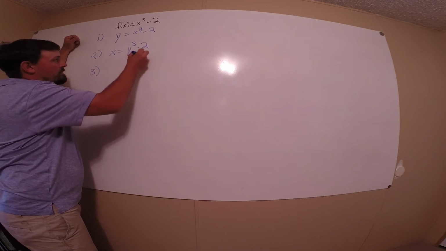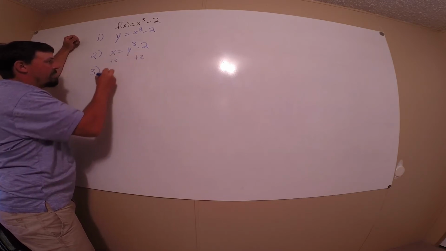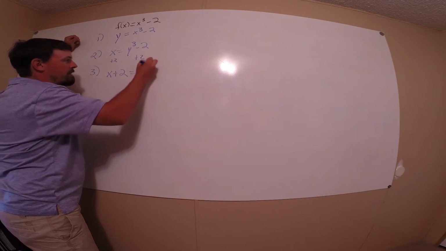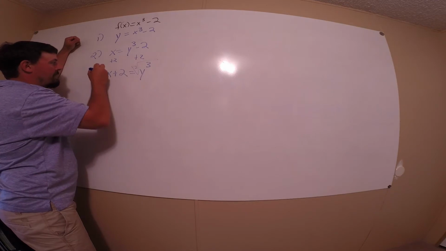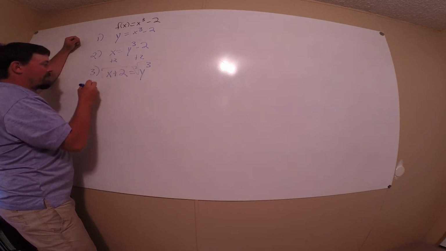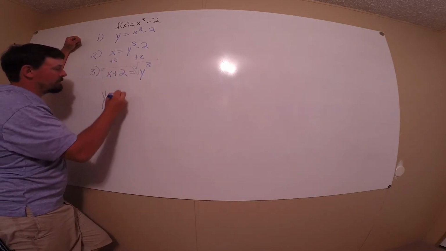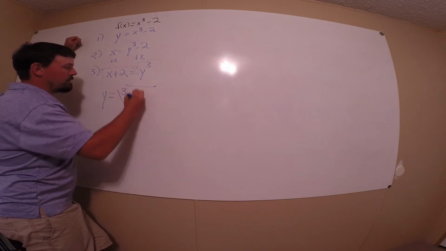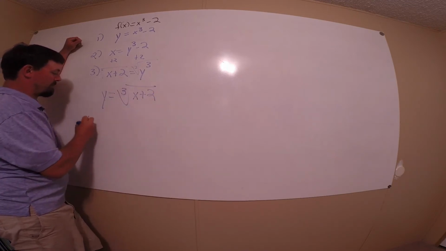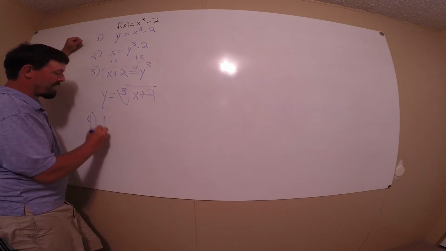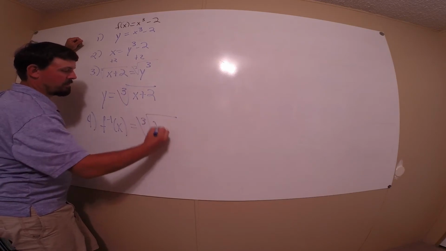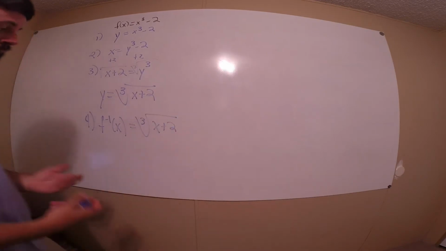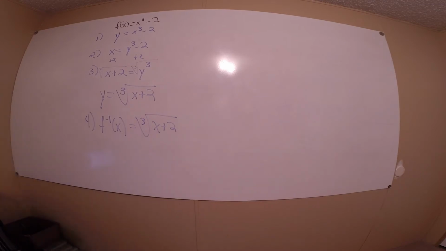Okay, I need to add this 2 to both sides. I get x plus 2 equals y to the third. I need to take the cube root of both sides. So I'll take the cube root of this side, the cube root of that side. So what I wind up with is y equals cube root of x plus 2. Remember step 4, I need to switch y with f inverse of x. We found the inverse. Easy enough. Alright, now we got to graph them. Let's graph and verify.